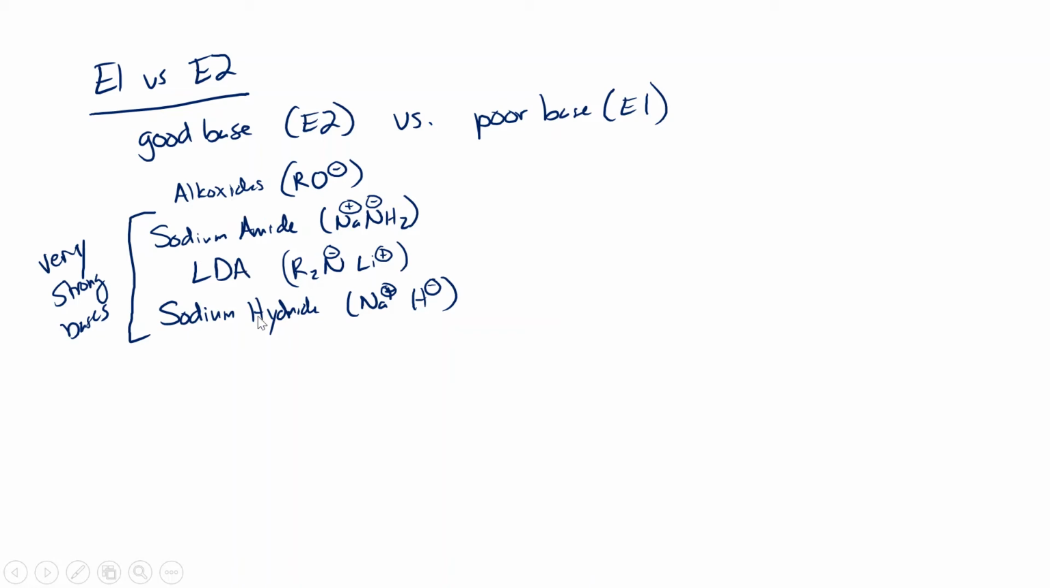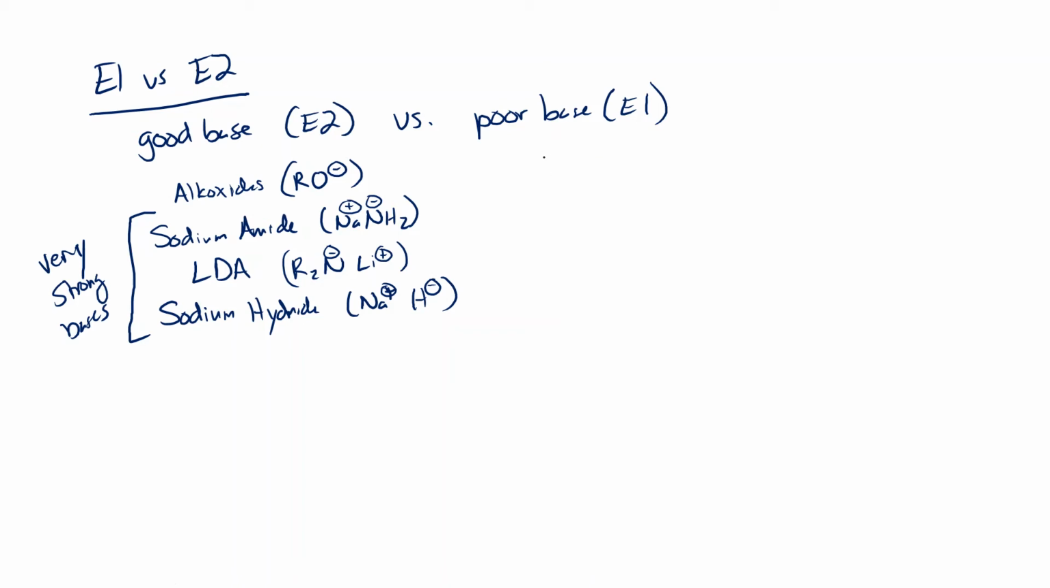So I'm going to group these three together here. These three are worth memorizing, just keeping them together. They can be used interchangeably, so you can use any one of them anytime you want. But also alkoxides are another good indicator that you've got an E2 reaction going on.